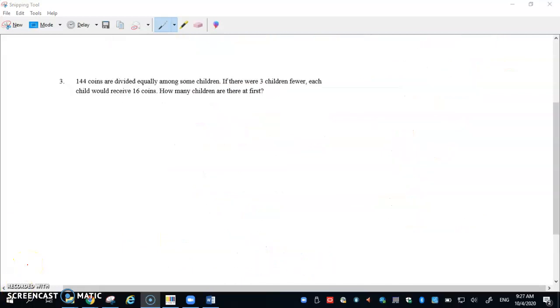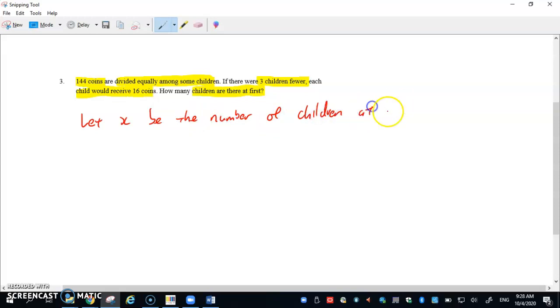Alright, so now we are at page 16, question number 3. Okay, we see that there are a total of 144 coins divided equally among some children. And if there were 3 children fewer, each child will receive 16 coins. And you're asked to find how many children there are at first. So the first part we have to let x be the number of children at first.